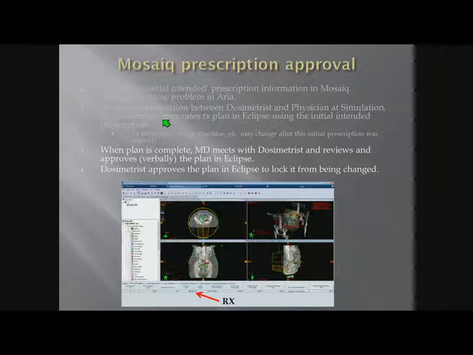When the plan is complete and the physician meets with and reviews the plan with the dosimetrist, as is often the case for us, there can be a verbal approval of the plan. At that point, the dosimetrist, in our instance in Mosaiq, will lock the plan from being changed by doing a form of approval.